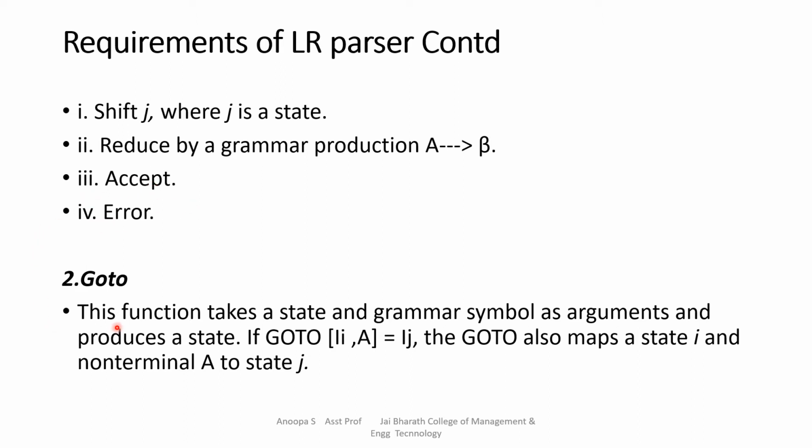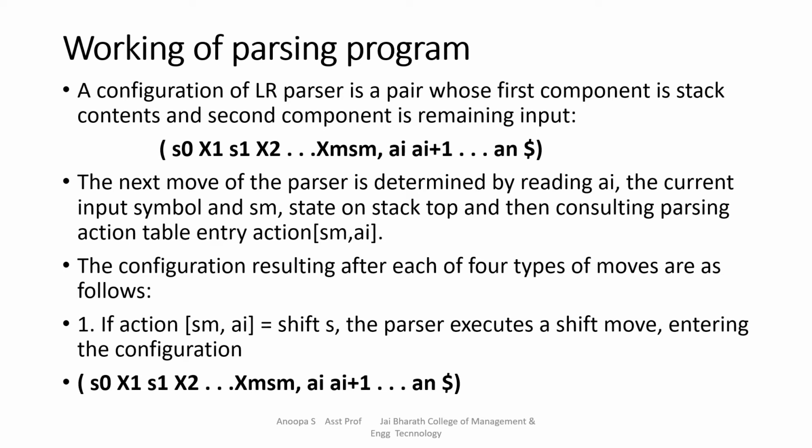Now, the second one is goto. Goto takes a state and a grammar symbol as arguments and produces a state. Here you have to keep in mind that the grammar symbol will only be non-terminal symbols. We won't consider terminal symbols while constructing the goto part. We take the state as well as the non-terminal, and then the result will be another state. Okay, so now we will see how a parsing program works.